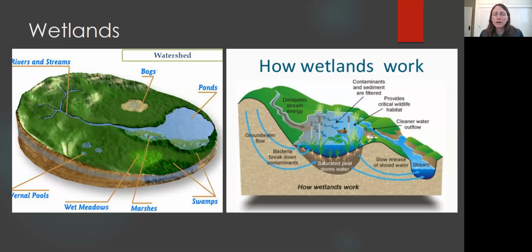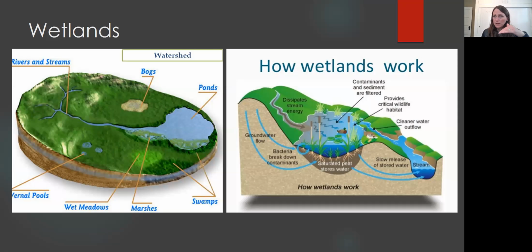Wetlands are another type of aquatic biome. They are often connected to rivers and lakes, sometimes ponds. They're basically parts of landscapes that are wet for year-round or parts of the year. There are different types of wetlands, things like marshes versus swamps versus bogs versus wet meadows and vernal pools. But most wetlands work in a similar way.